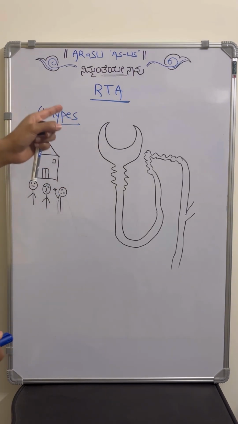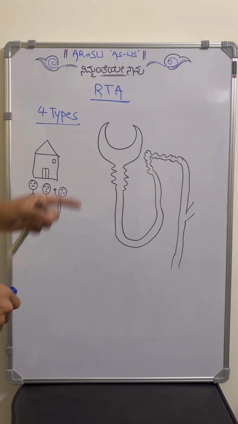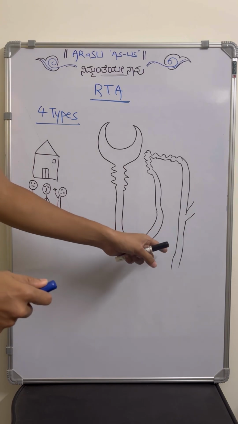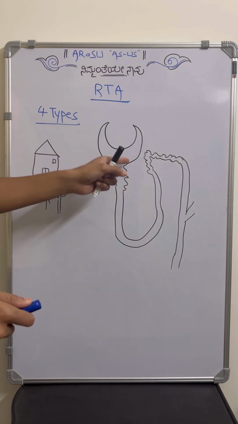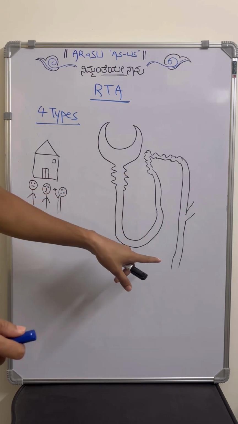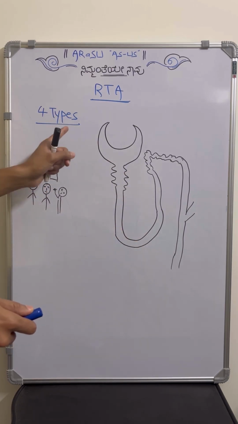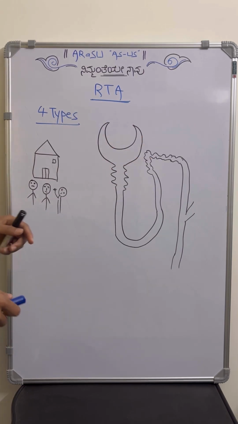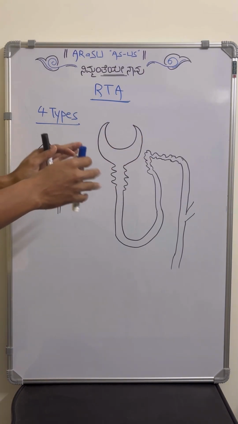Now we'll discuss the types of renal tubular acidosis. Mainly there are 4 types. Type 1 we consider as distal. Type 2 is related to proximal. Type 3 is mixed, both proximal and distal lesions will be there. Whereas type 4 is because of JG apparatus abnormality. So how to remember and understand this?